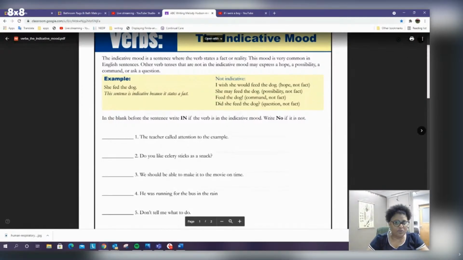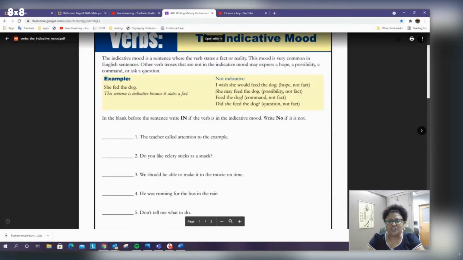Verbs, the indicative mood. The indicative mood is a sentence where the verb states a fact or reality. This mood is very common in English sentences. Other verb tenses that are not in the indicative mood may express a hope, a possibility, a command, or ask a question. And those are the tenses that we're going to work on later. But for now, let's take a look at the example. She fed the dog. It's something that took place, so it's a fact. So that is indicative.